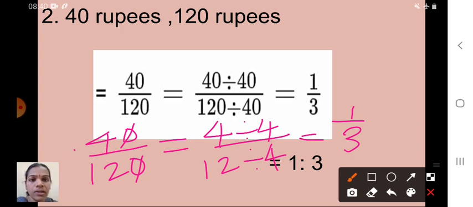So any one method you have to do in your notebook. Okay children. So here if that 0 is there in unit place, you can cancel it. Okay. Shall I go to next one?